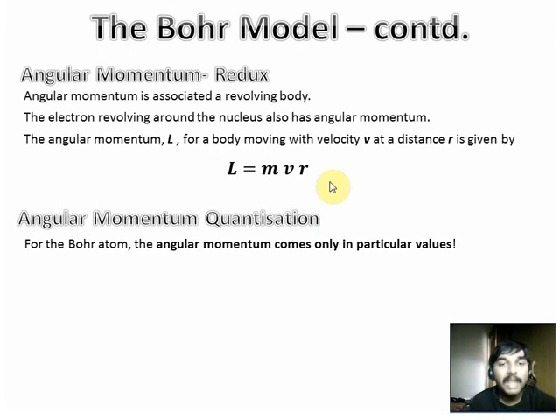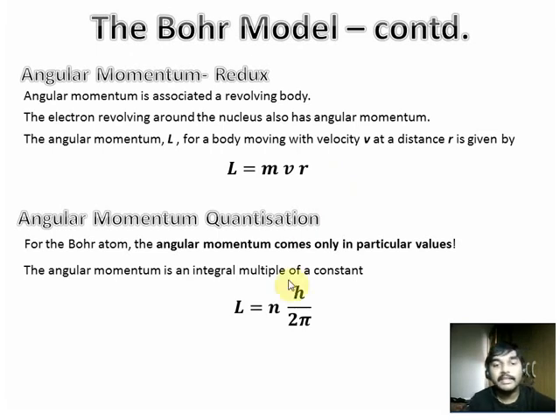Okay, what that means is that this L is actually some number n times h by 2 pi. H is Planck's constant, and 2 pi is a constant, so h by 2 pi is a constant. So n is an integer. It can be 1, 2, 3, and so on and so forth. We had seen this before as well.